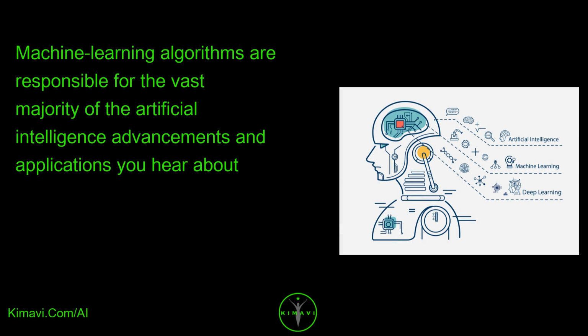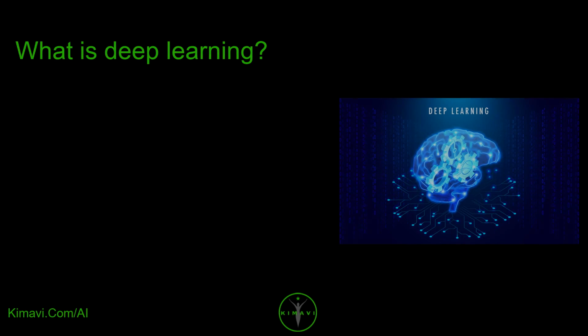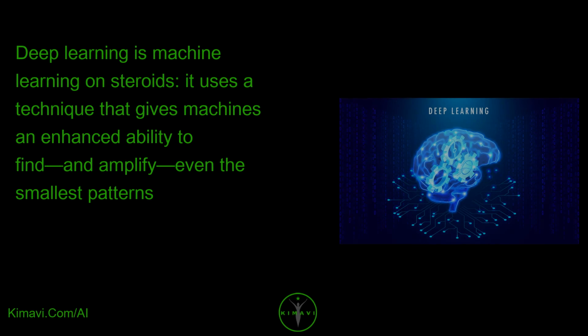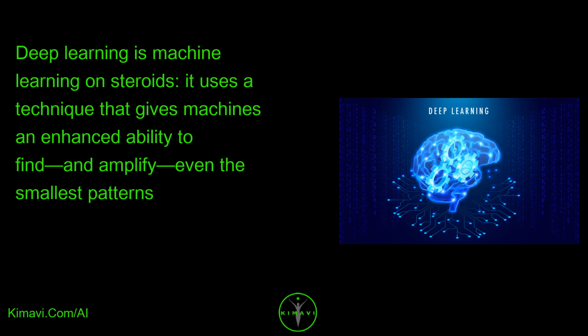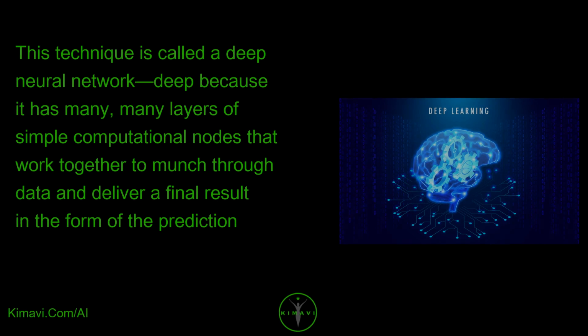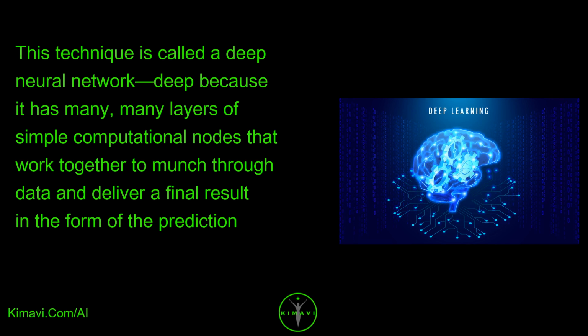What is deep learning? Deep learning is machine learning on steroids. It uses a technique that gives machines an enhanced ability to find and amplify even the smallest patterns. This technique is called a deep neural network, deep because it has many layers of simple computational nodes that work together to munch through data and deliver a final result in the form of a prediction.